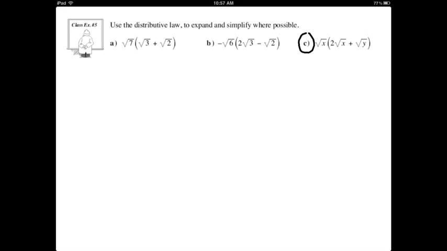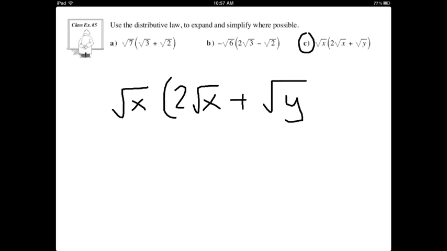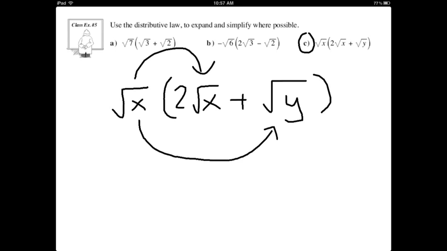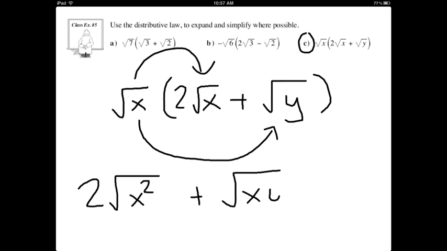Now we're dealing with variables. We have root x on the outside, and we have 2 root x plus root y. We're going to multiply the root x by the 2 root x, and the root x by the root y. So for the first one, you have 2 on the outside, and on the inside you're going to have x times x, or x squared. And for the last one, you have root x times root y, that's going to be root xy.